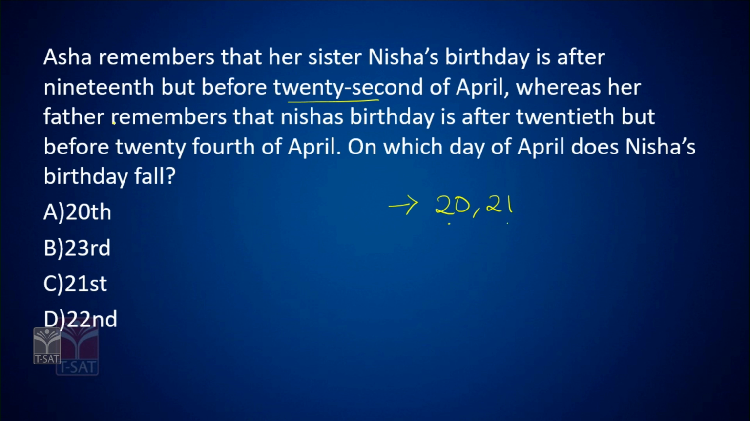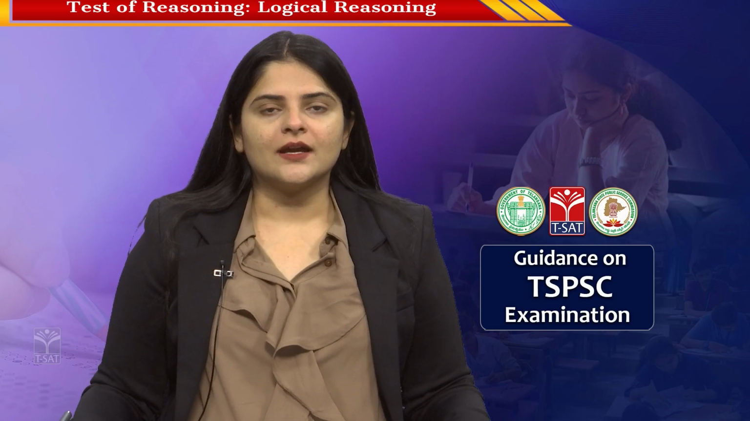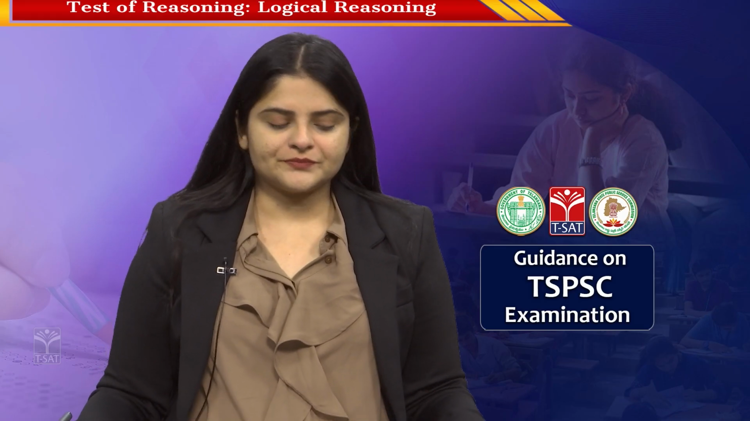Whereas the father remembers that it is after the 20th but before 24th. So according to father, the birthday is either on 21st, because it's after the 20th. So 21st, 22nd, or 23rd. So if we put the knowledge of both these people together, we can conclude that Nisha's birthday is on 21st. So the answer is option C. Let's look at the next question now.